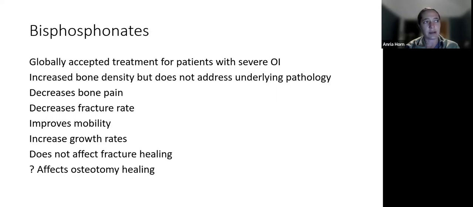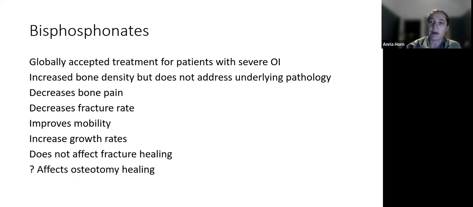So it increases the bone density, but it doesn't address the underlying pathology at all, because we know osteogenesis imperfecta is caused by a collagen defect, and bisphosphonates increase mineralization of the bone. So you're treating a collagen problem with a mineral solution. So it's obviously not the golden bullet perfect answer, but it's one of the few things we can do for these kids. So you should do it. It does decrease bone pain. It does decrease fracture rate, specifically vertebral fractures, not really the long bone fractures. It improves mobility, increases growth, and it does not affect fracture healing.